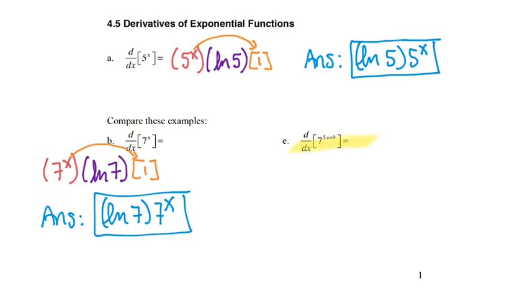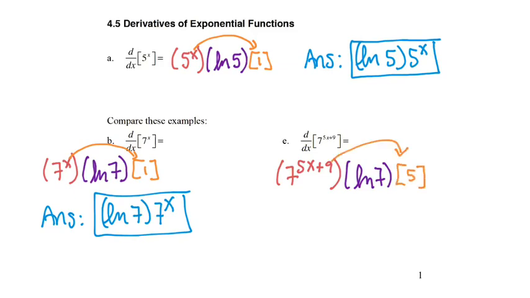This next problem is the first time we see a shift in the way the exponent is written, but it doesn't change the way I solve the problem. Step 1, I copy the question exactly as seen, typed on my page. I take the natural log of the base. The base is still just 7, even though the exponent is a binomial. When I take the derivative of the top, instead of getting 1, I get a 5. 5x turns into 5, and because 9 turns into 0, it was 5 plus 0, so we just write 5.